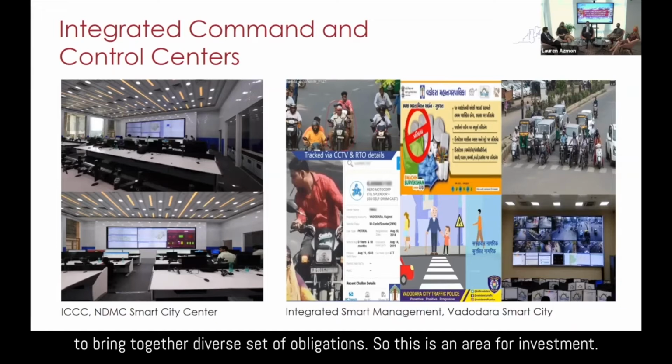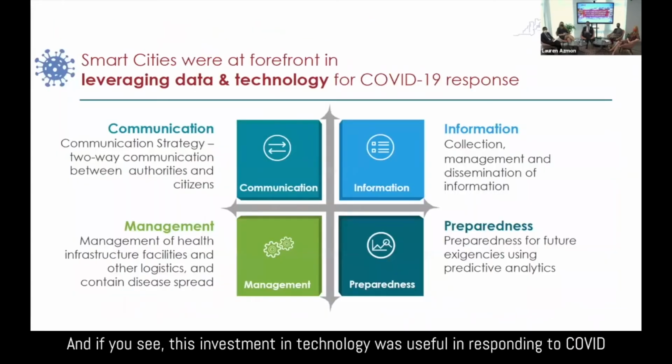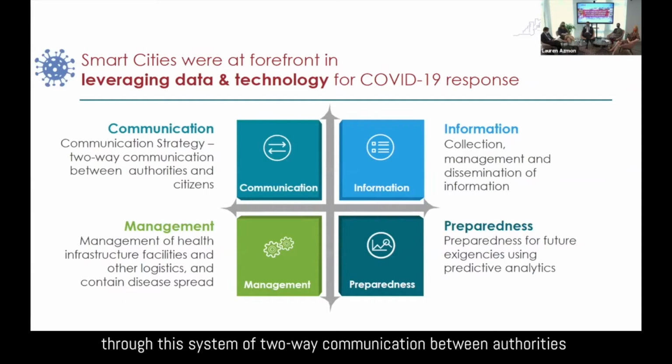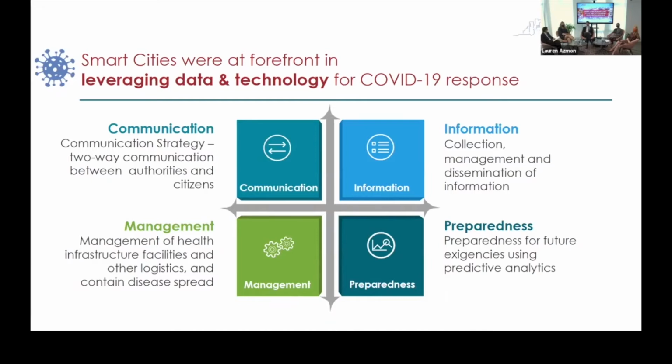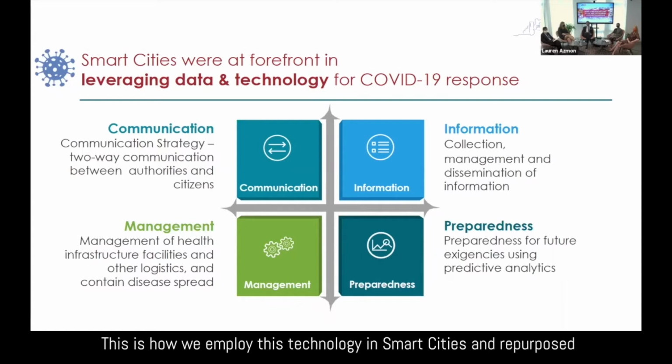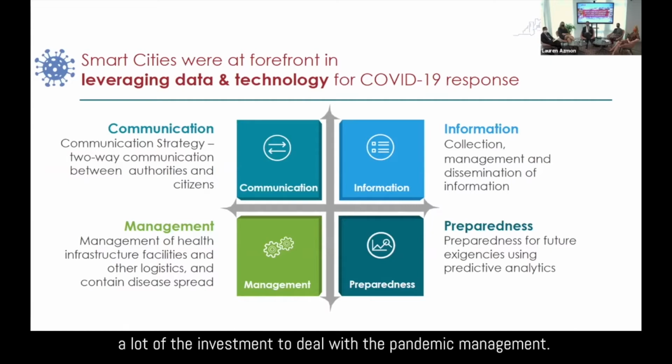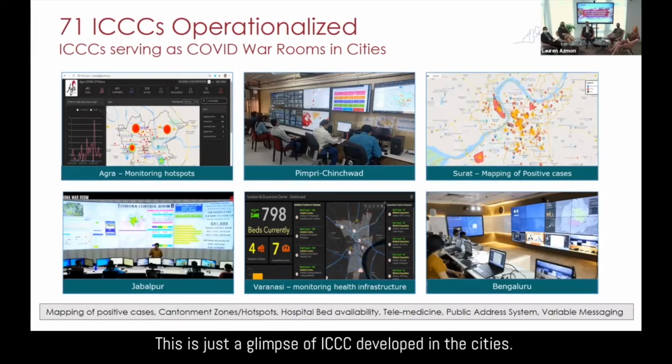So we see a lot of investment happening. And if you see here, it was this investment in technology which really helped us in COVID through this 4-quadrant approach, if I may call it. A lot of technology got used to build two-way communication with stakeholders, managing the pandemic, which included infrastructure, logistics, a lot of different stuff, and then information gathering. A lot of the management of the pandemic required a lot of information from resources. And of course, preparedness, predictive modeling, stuff like that. So this is how we deploy technology, some of our investments in technology. We could repurpose a lot of that investment into management. This gives us some glimpses of how technology got used during the pandemic.